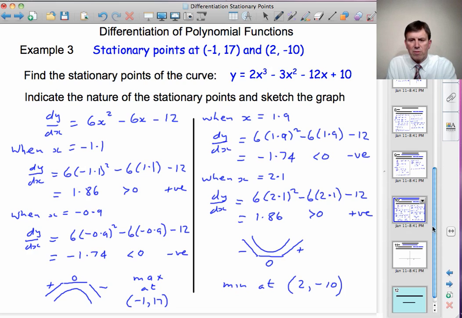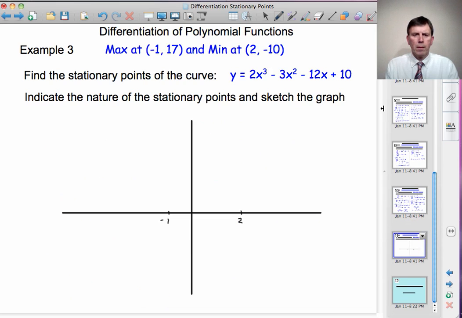Right, now we'll sketch the graph. Well, we've discovered there's a maximum point at minus 1, 17, so we can mark that there. I'll say that's 17. And there's a minimum point at 2, minus 10, so we'll put that down there. And we'll mark on here minus 10. And now the graph comes from down here to a maximum point at minus 1, 17, and then comes down to a minimum point at 2, minus 10, and then off it goes towards infinity.